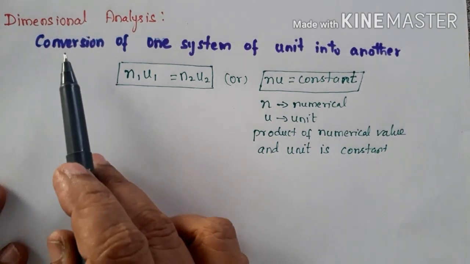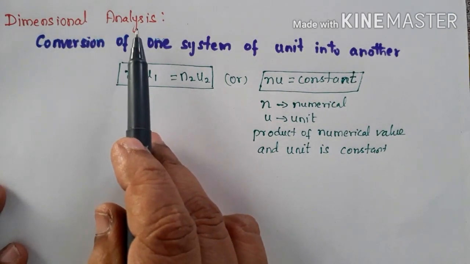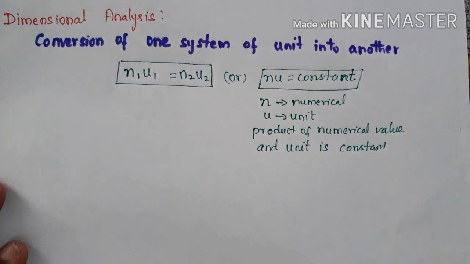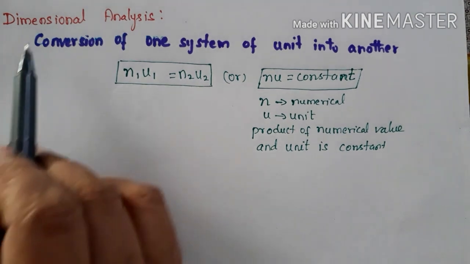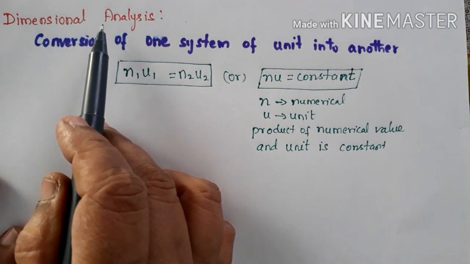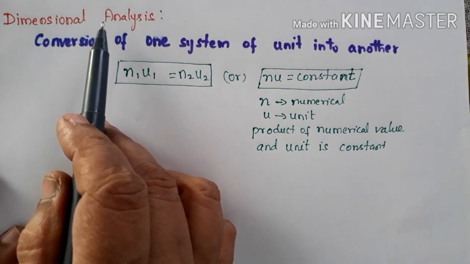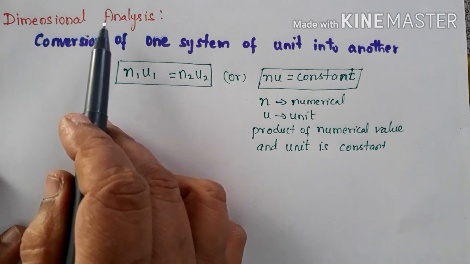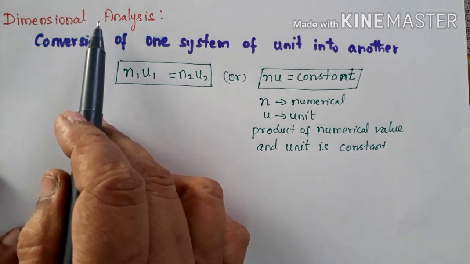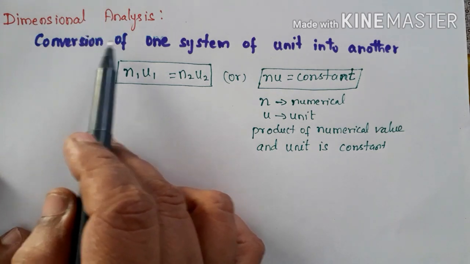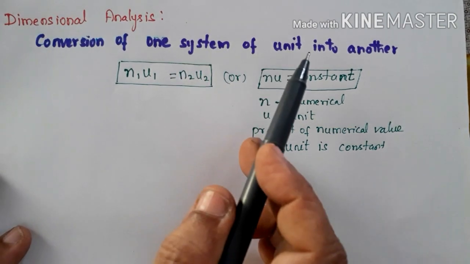Hello children, in this video we are going to learn about dimensional analysis, conversion of one system of unit into another. Already we have learned about using dimensional analysis. I taught you how to check the correctness of a given equation and establish relationships between physical quantities. Now we will learn about conversion of one system of unit into another.